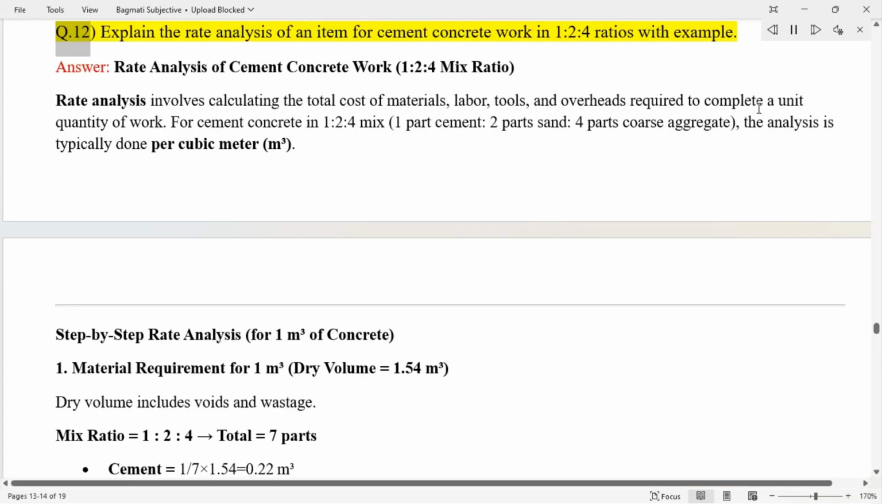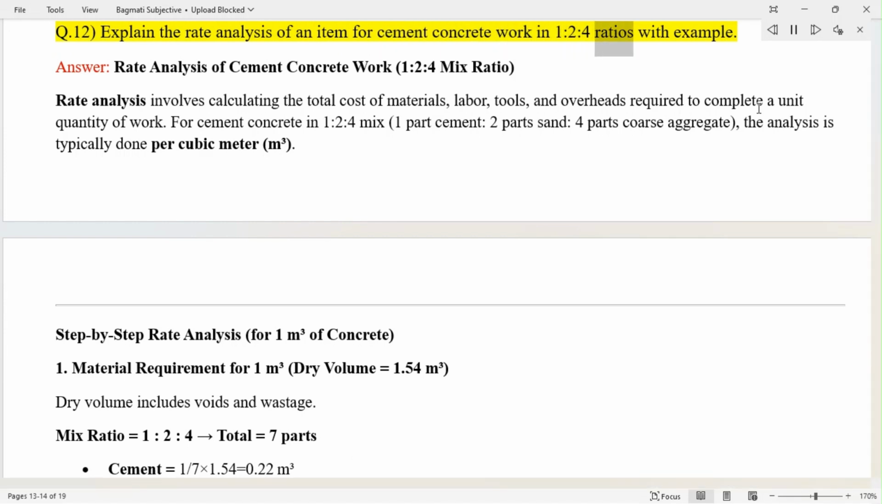Question 12: Explain the rate analysis of an item for cement concrete work in 1:2:4 ratio with example. Answer: Rate analysis of cement concrete work, 1:2:4 mix ratio. Rate analysis involves calculating the total cost of materials, labor, tools, and overheads required to complete a unit quantity of work. For cement concrete in 1:2:4 mix, 1 part cement, 2 parts sand, 4 parts coarse aggregate, the analysis is typically done per cubic meter, m³.